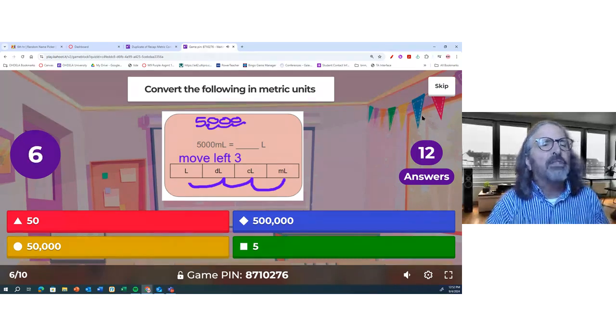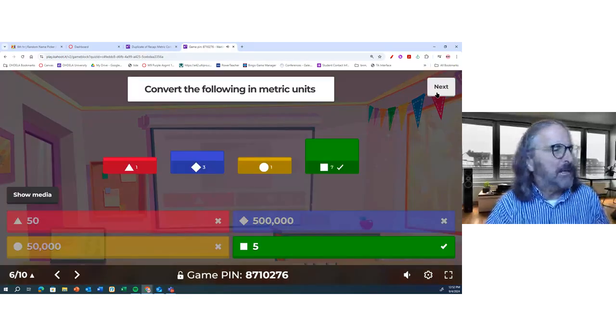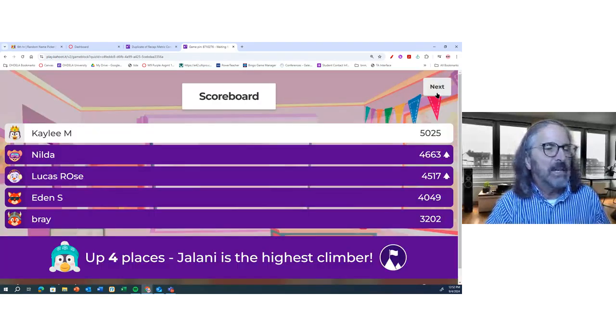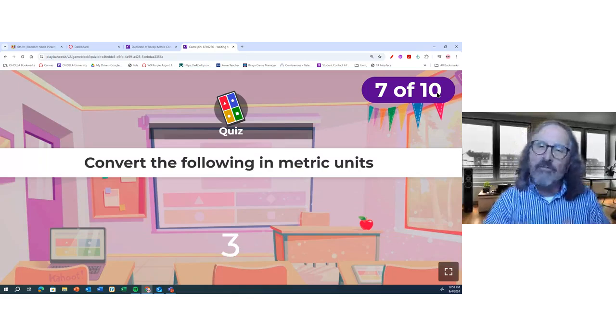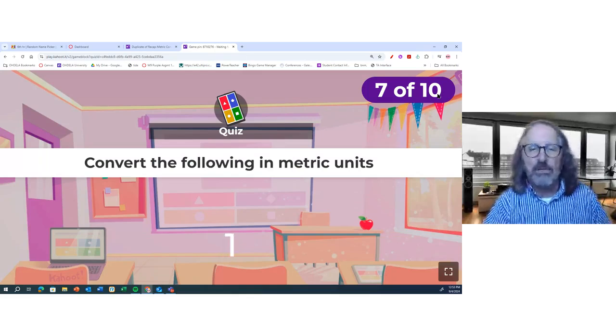We got 30, only a third of the class in there. Why is that? Come on, guys. Show us what you got. Okay, so 5. One person put 50, didn't move it over far enough. So 5,000 to 50,000. Yeah, you just have to figure out which way is smaller and which one's larger.